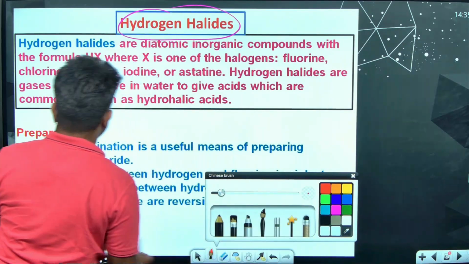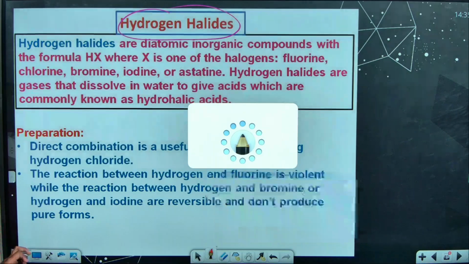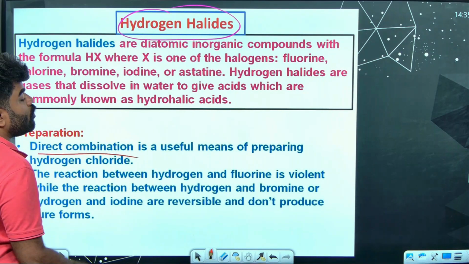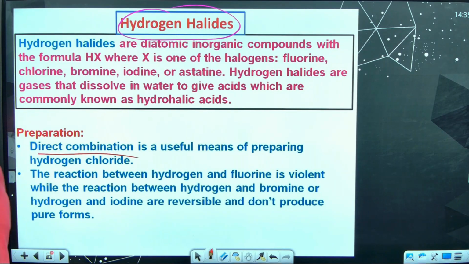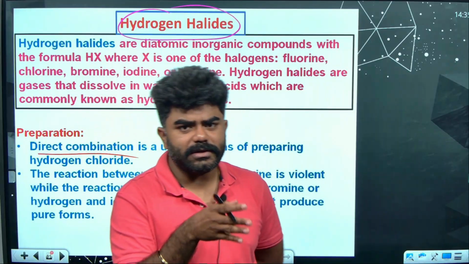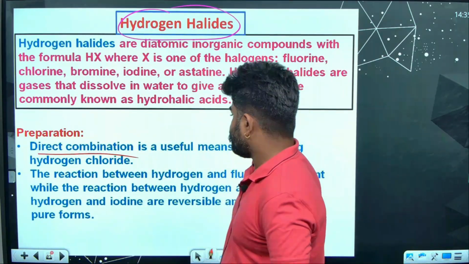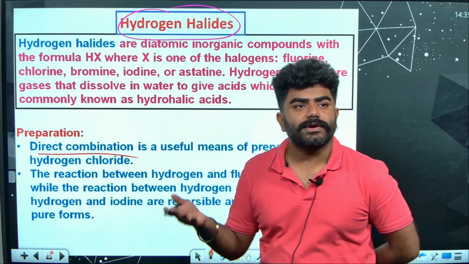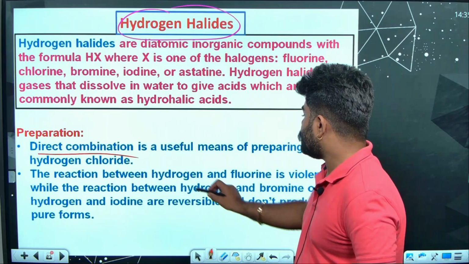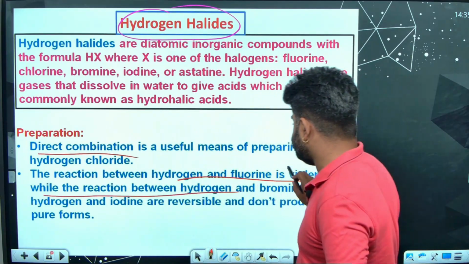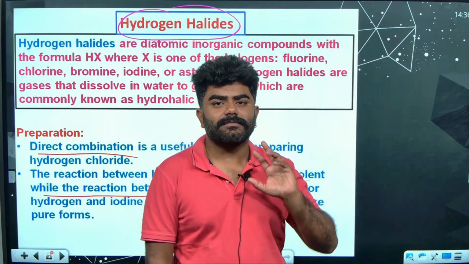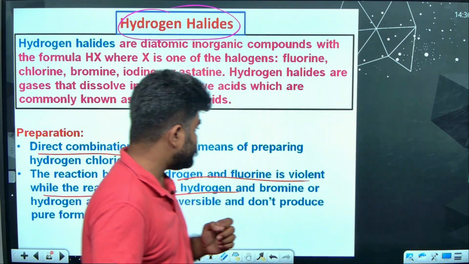Now let us see the preparations of hydrogen halide. One method of preparation is direct combination of hydrogen and the halogen. For example, if we take hydrogen and react it with chlorine, you get hydrogen chloride. Similarly, when hydrogen reacts with bromine, you get hydrogen bromide. Similarly, hydrogen iodide. But hydrogen fluoride is a very violent reaction. So usually we do not go for direct combination of hydrogen and fluorine because of the violent reaction that it gives.